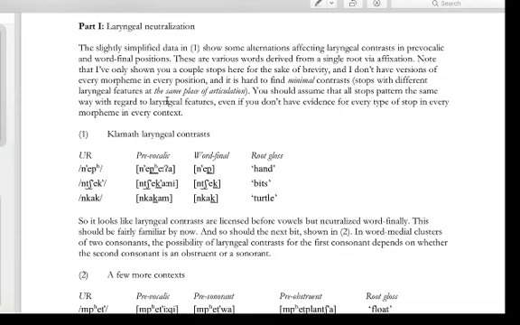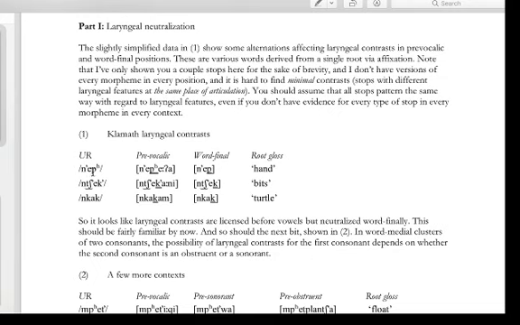Instead, we're going to look at different places of articulation, and you should assume that all the stops pattern the same way with regard to laryngeal features, and that also includes affricates. Even though I don't have every single one in every single context, this is a quite general set of facts about Klamath phonology. Right? So what do we have going on here?